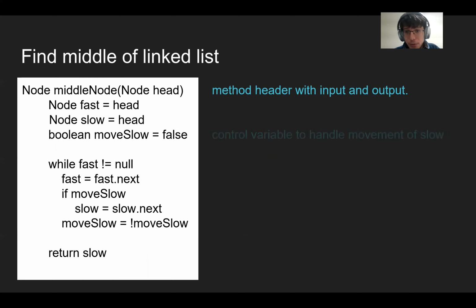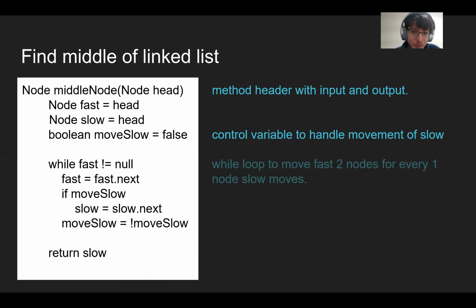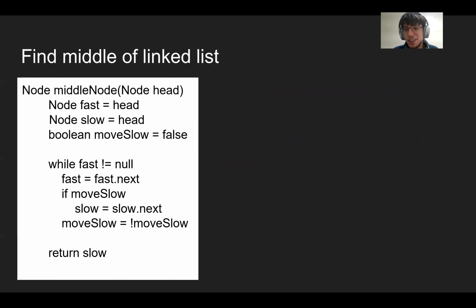So again, we have our method header with input and output, our control variable to handle movement of the slow pointer, whether we're going to move the slow or not. And in the while loop, we want to move the fast pointer 2 nodes for every 1 node that slow moves, right? That's the really big thing here, that's the key. Because what we're noticing is we want the middle node, so if the length is really long, fast moves 2, slow moves 1.